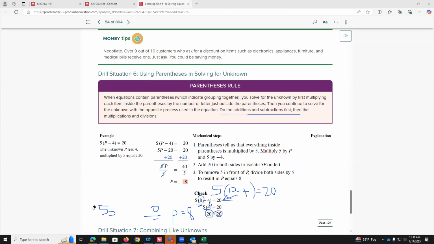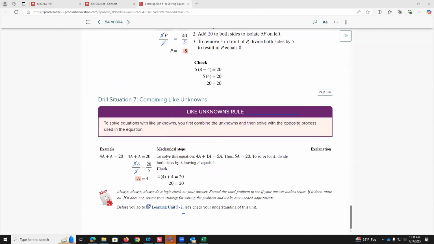All right. So far, we've looked at 6 different examples or 6 different drills of how we can solve for the unknown. Let's scroll down just a little bit. And next, we're going to talk about combining like unknowns. And this one, you're not going to be surprised at all. You're probably going to be like, hey, this is kind of getting a little bit easier.